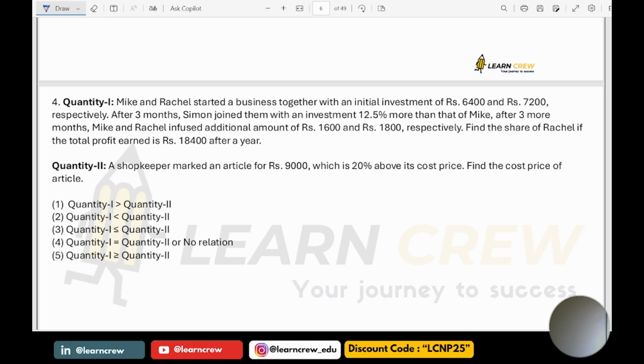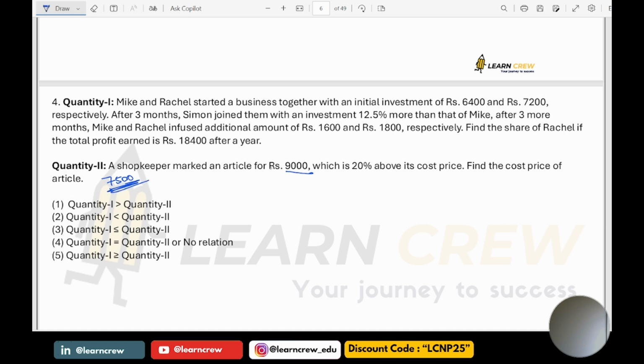A shopkeeper marketed an article for 9,000 rupees, which is 20% above the cost price. Find the cost price of the article. If you see, 120% is 9,000, so 100% would be 7,500. So quantity 2 value is 7,500.